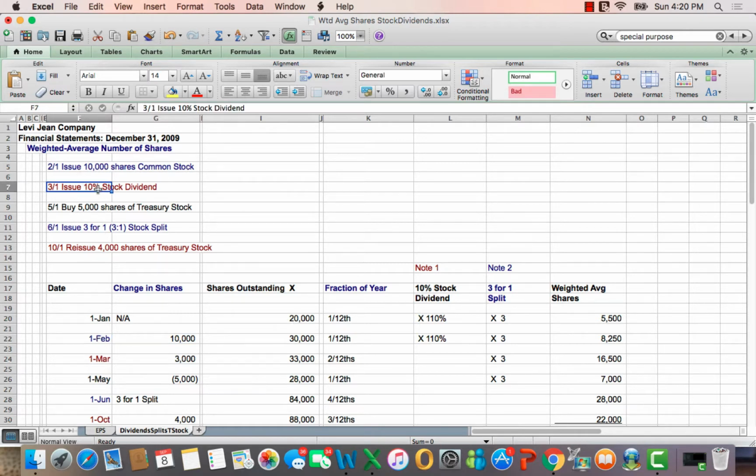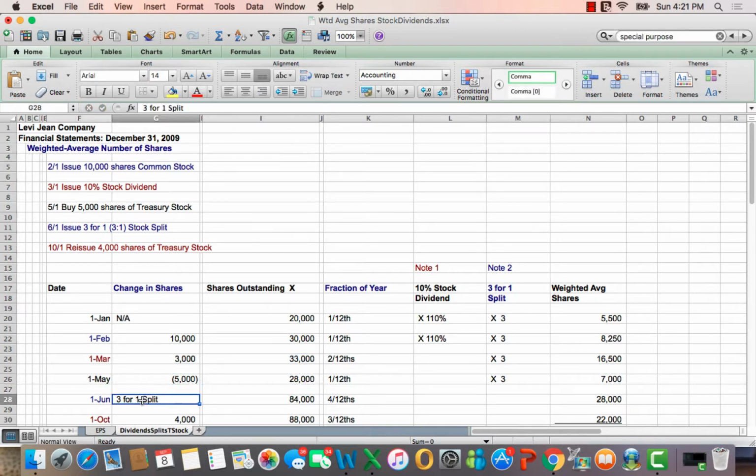We next issue a 10% stock dividend, which means for every 100 shares of stock, we have 10 more. So 30,000 shares becomes 33,000 shares on March 1st. May 1st, we buy 5,000 shares of treasury stock. We take them out of the hands of the public and we put them in treasury stock, which reduces shares by 5,000, getting us a new total of 28,000.